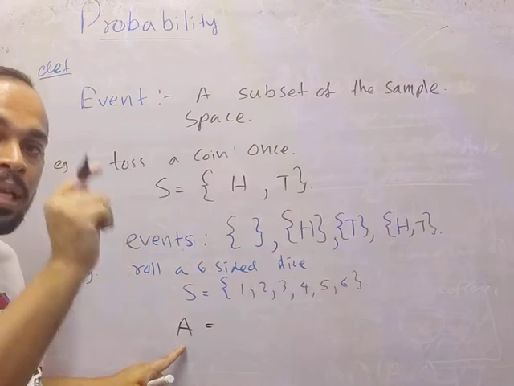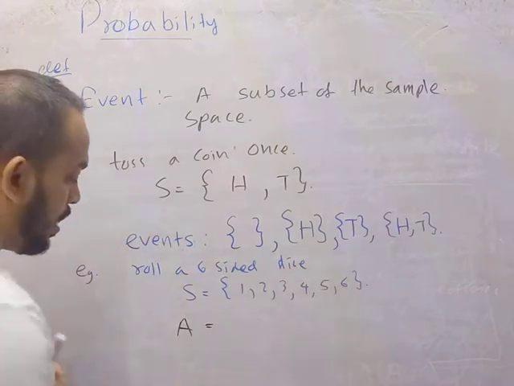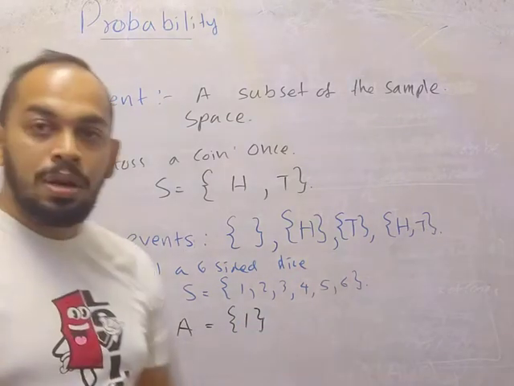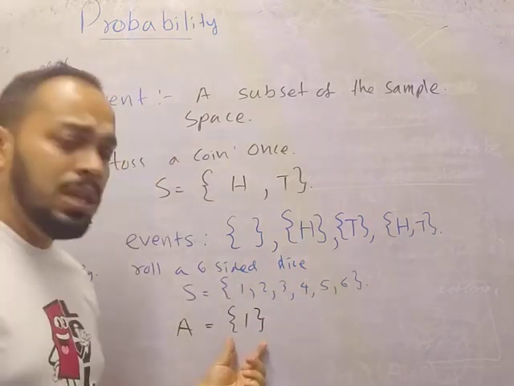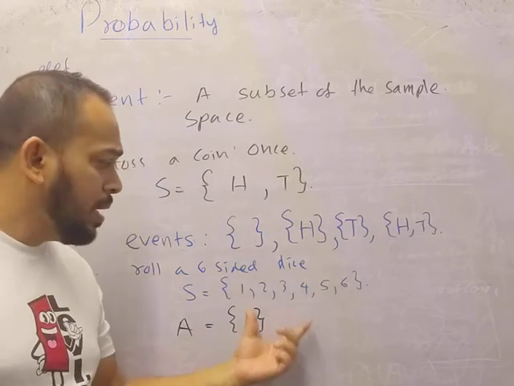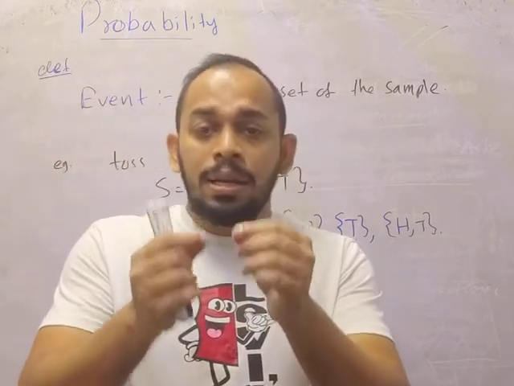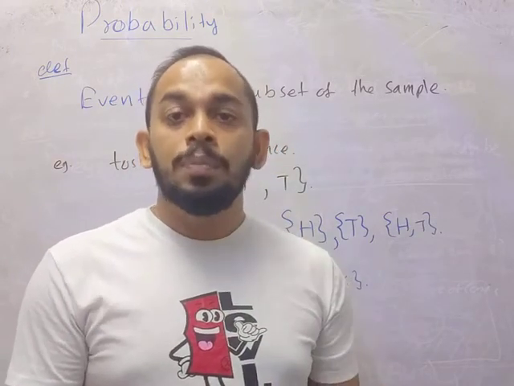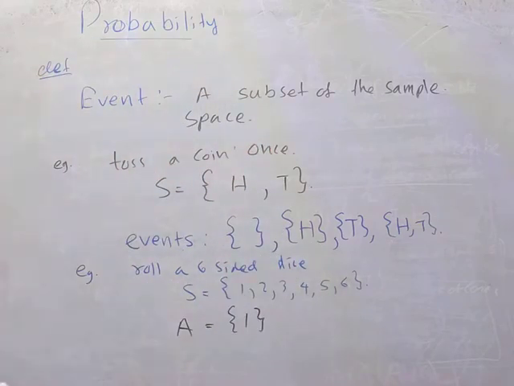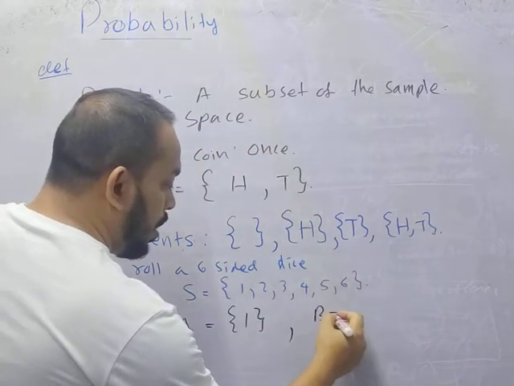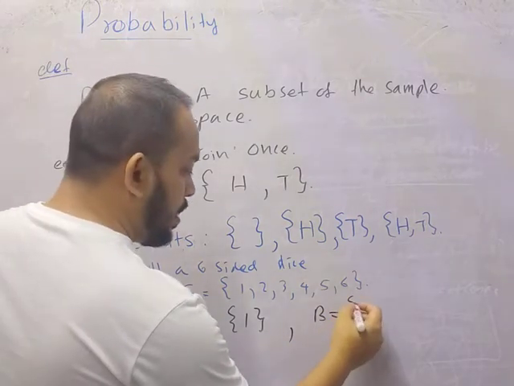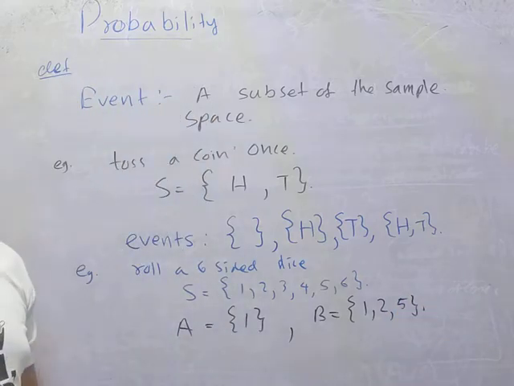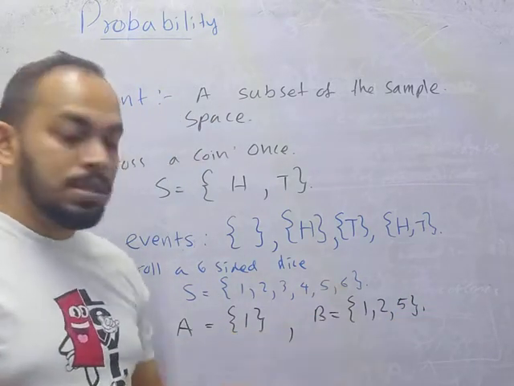So you know that we use capital letters to represent sets. Event A could be just one. A single outcome, right? We call them simple events. A simple event is a single outcome of a random experiment, right? Just one outcome of a random experiment. That is called a simple event. Right? Or another event, we could define it like this: 1, 2, and 5. This is another event, right? Because this is a subset of this.